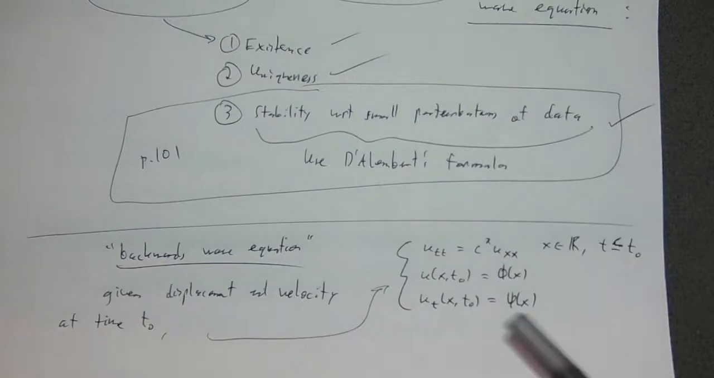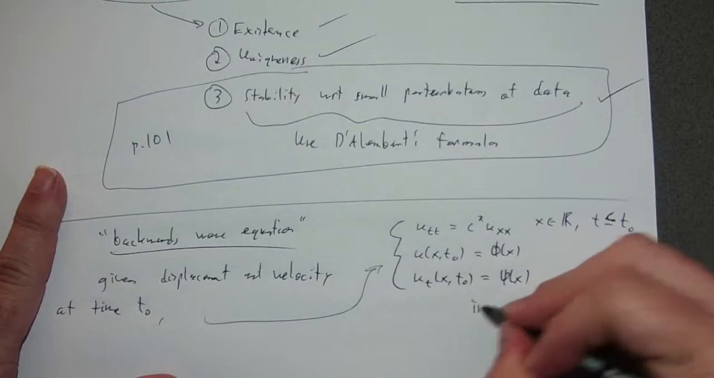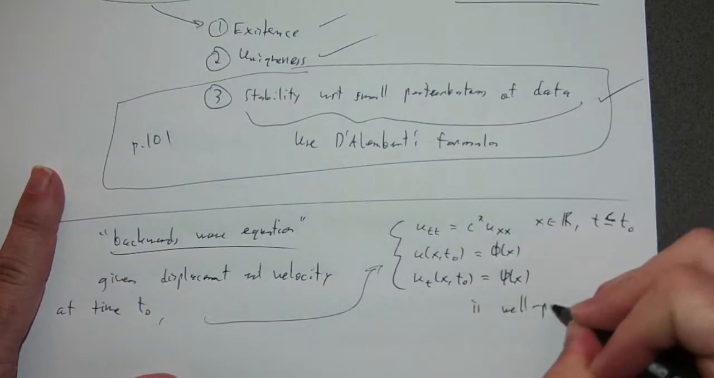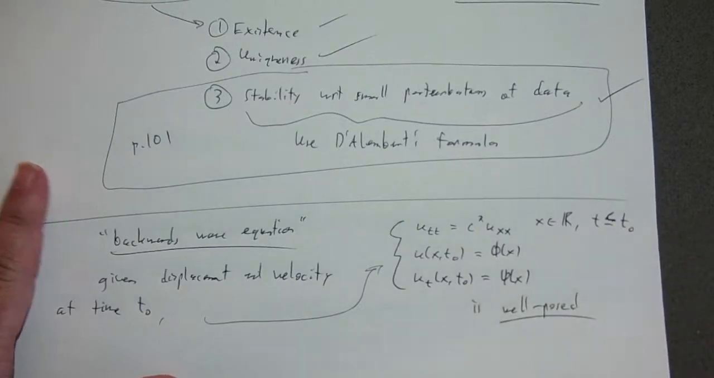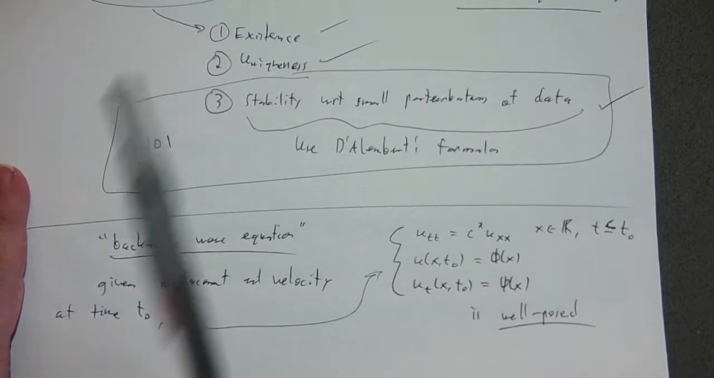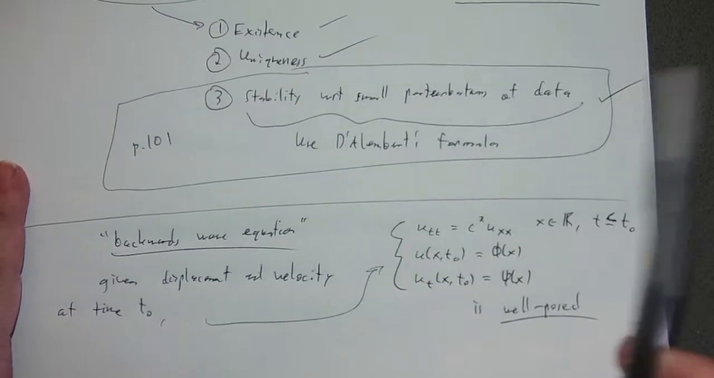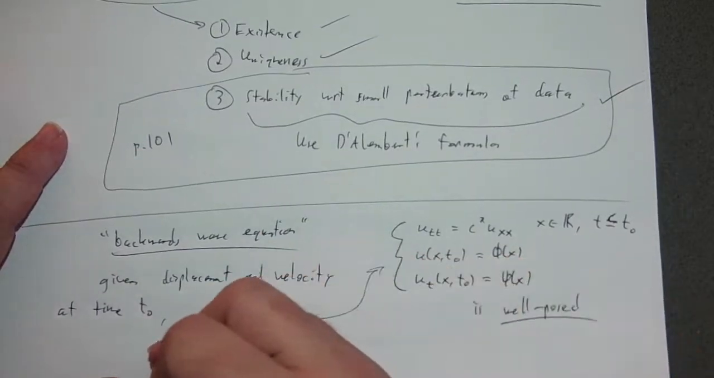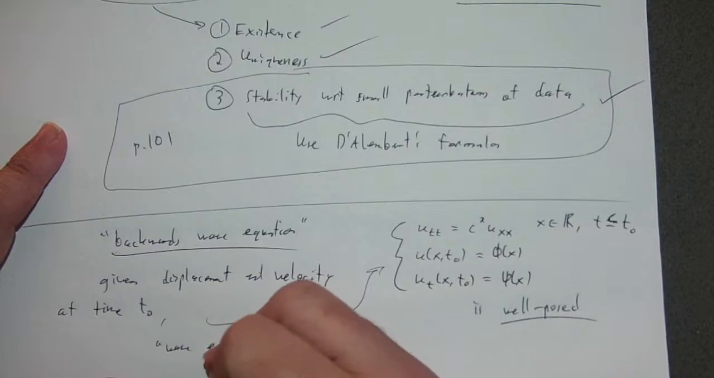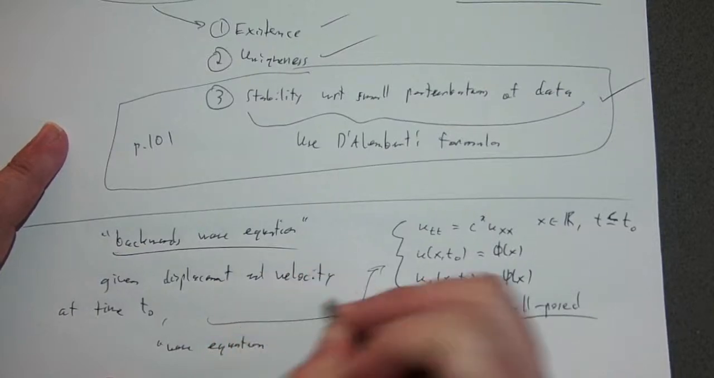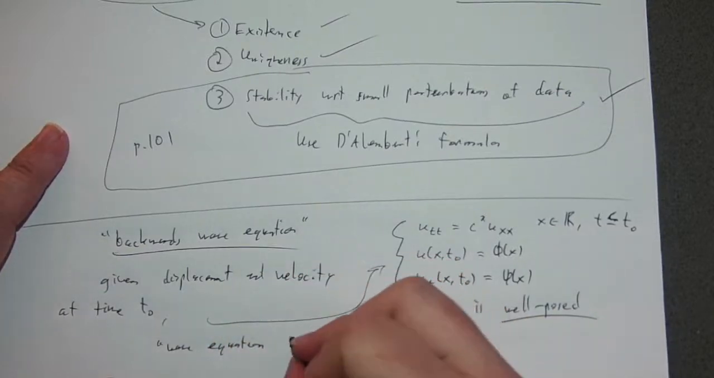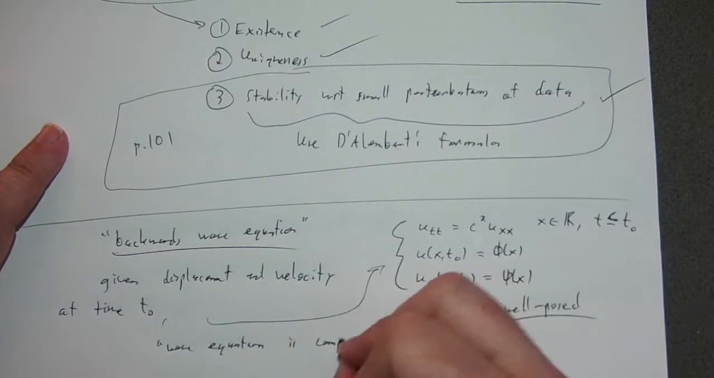Well, it turns out that this equation is also well posed. That is, I have existence, uniqueness, and stability of solutions to this thing. Okay. So, this is what it means to say that our wave equation, or specifically the IVP associated with it, is completely time reversible.